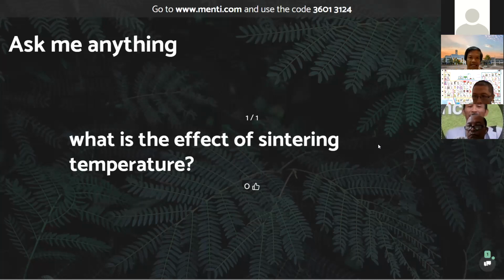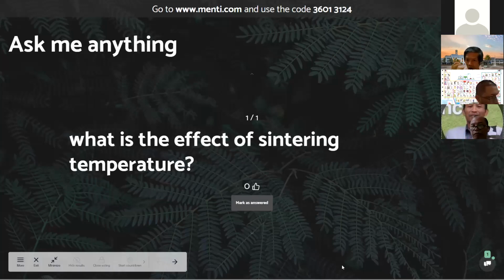And the second, of course, if you use a high sintering temperature, it will again change the morphology of our materials, right? And that's why we use a low sintering temperature. Hopefully we don't change the morphologies, and we can save the energy.